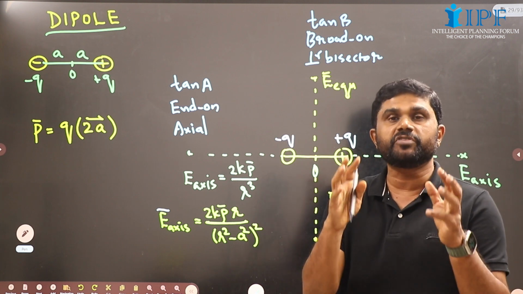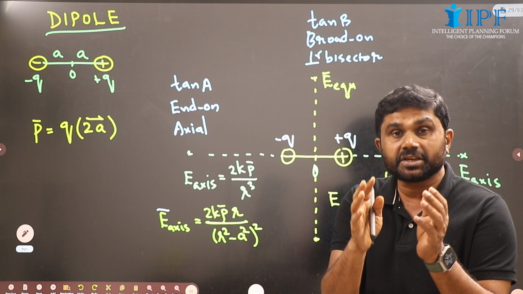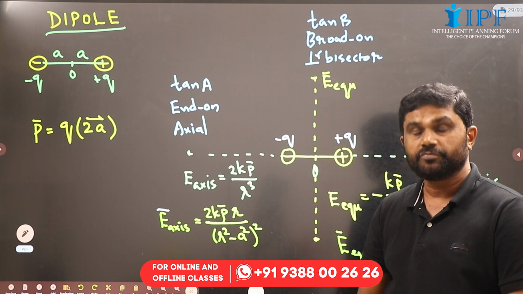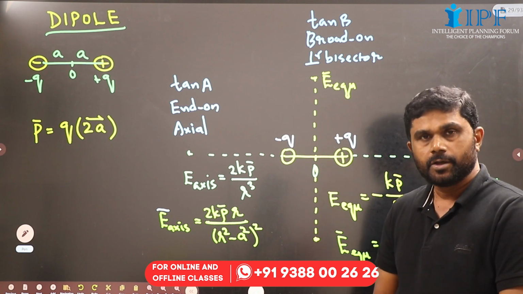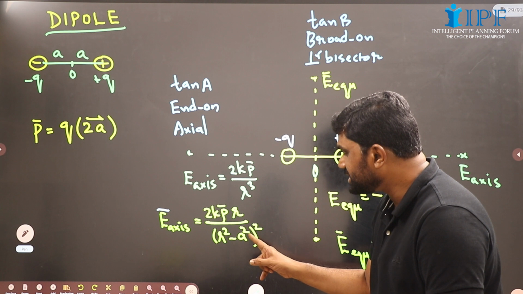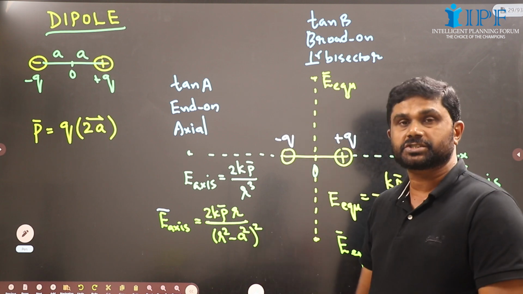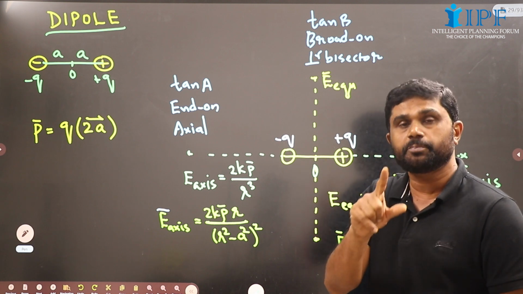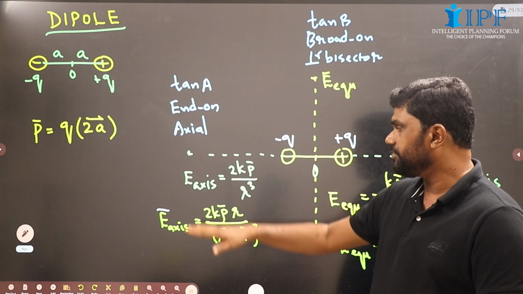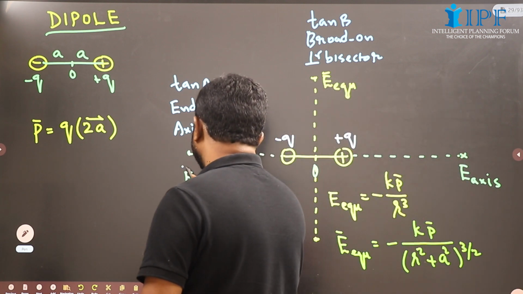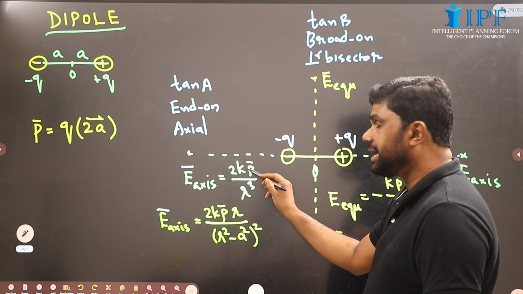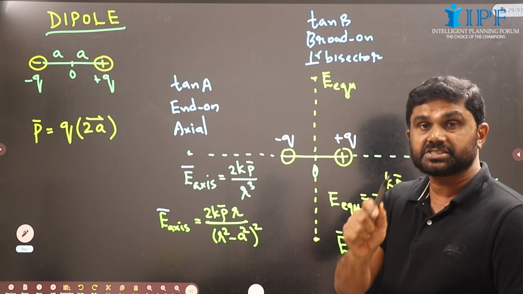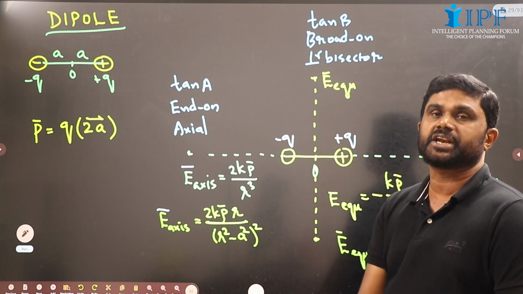See, usually the dipole will be very small. We call it short dipole, means its length is extremely small, of the order of a micrometer. So usually this a square will be very small compared to r square, so it can be neglected. And usually all dipoles will be very short. So for a dipole we can say intensity of electric field along the axis is 2K P by r cube, where K stands for 1 by 4 pi epsilon 0, and r is the distance of the point of observation from the center of the dipole.